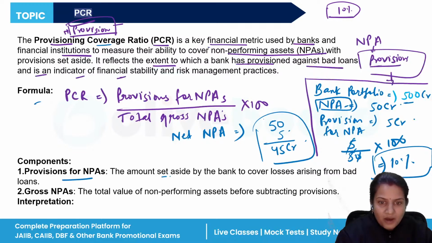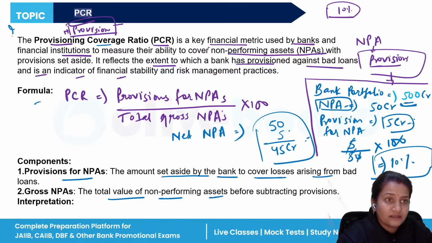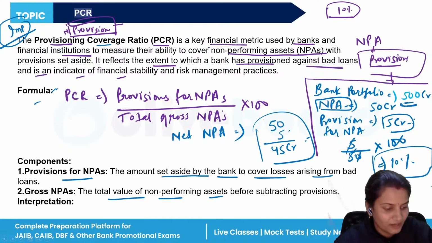The provision for NPA is the amount set aside by the bank to cover losses arising from bad loans. The provision for NPA was how much? The bank kept aside 5 crore. And the gross NPA is the total value of non-performing assets, that is 50 crore. So this is how we can find the PCR, provisioning coverage ratio, and it is very important, the full form as well as the formula. Done.